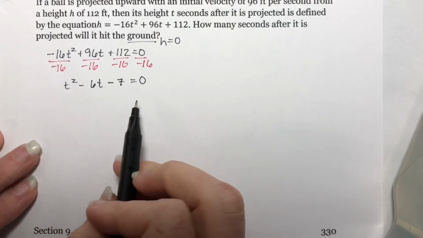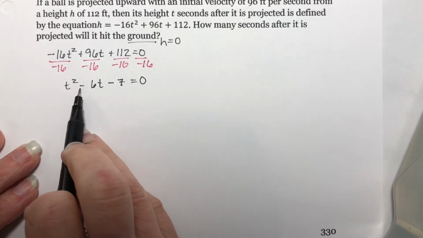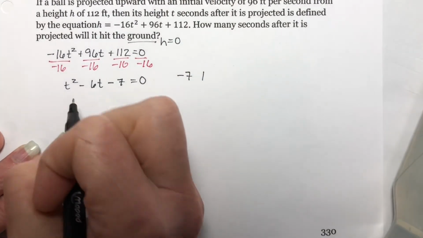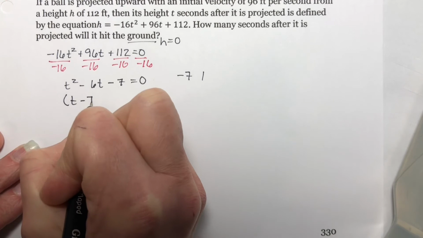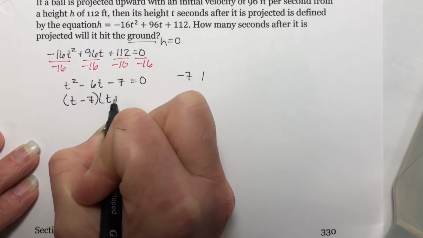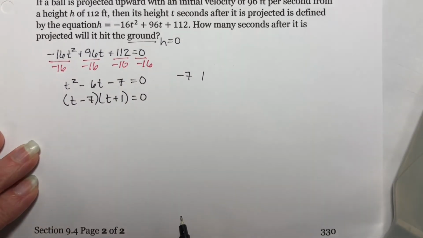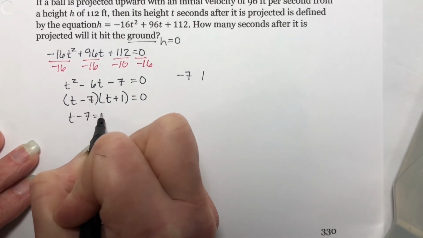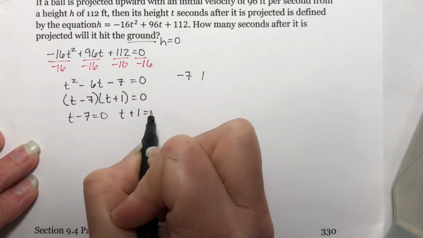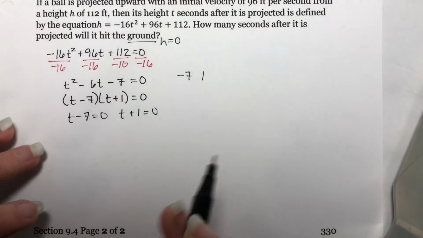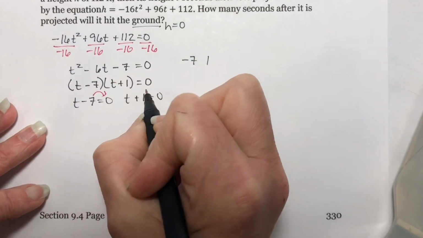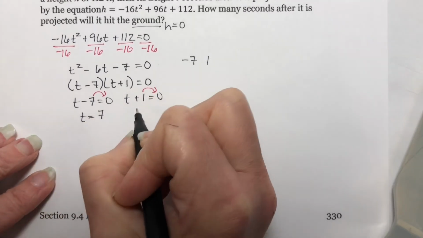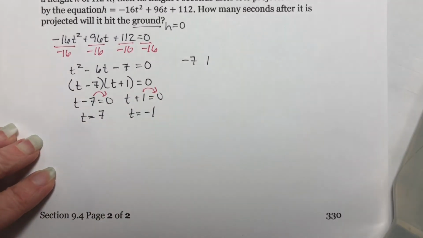Now this is easily factored. Two numbers that multiply to -7 and add to -6, that's going to be -7 and +1. So this factors as (t minus 7)(t plus 1) equal to 0. And then set t minus 7 equal to 0 and t plus 1 equal to 0. Solve each of these for t. Here I'm adding 7 to both sides. Here I'm subtracting 1. I get t equals 7 and t equals -1.